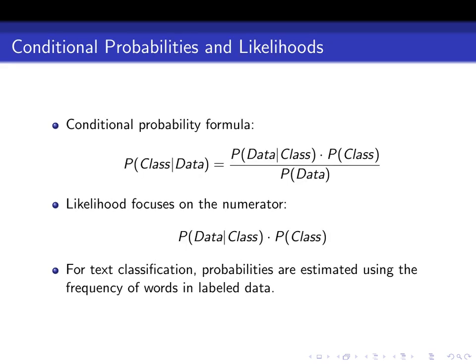Conditional probabilities and likelihoods are at the heart of naive Bayes. The formula for Bayes' theorem calculates the probability of a class given the data by multiplying the likelihood of the data given the class by the class's prior probability, divided by the overall probability of the data. For text classification tasks, these probabilities are estimated based on the frequency of words in labeled data.